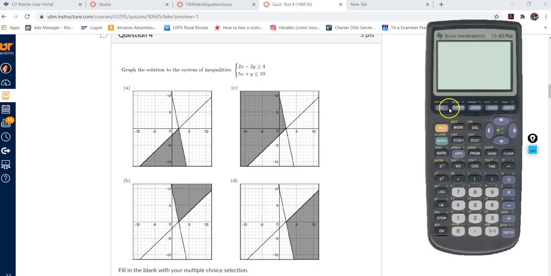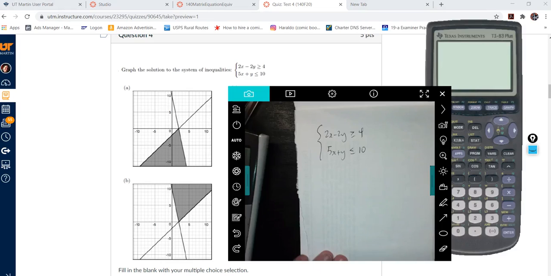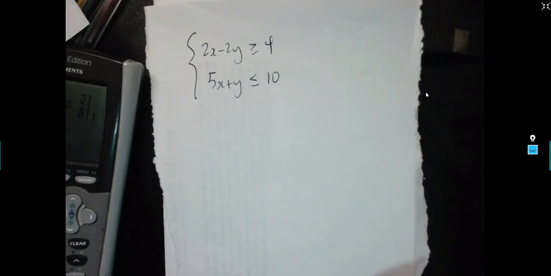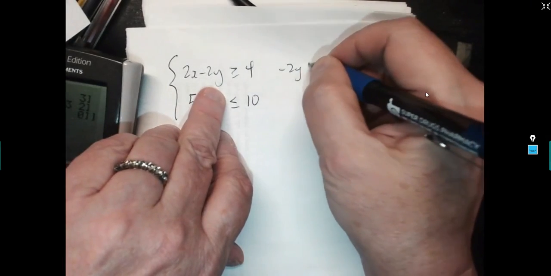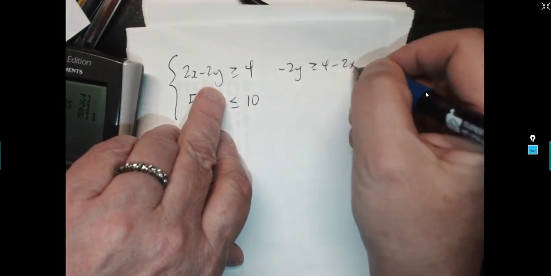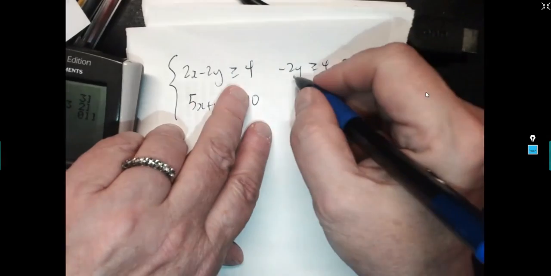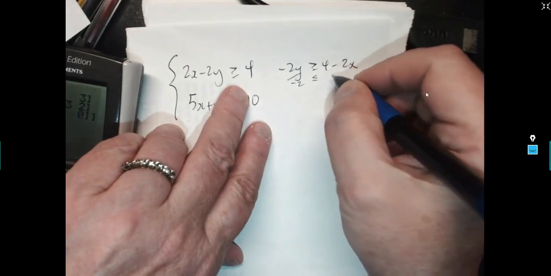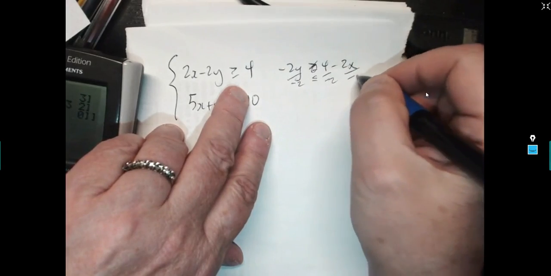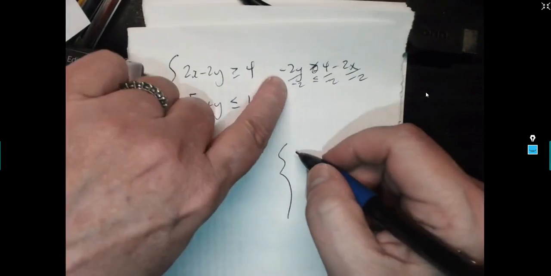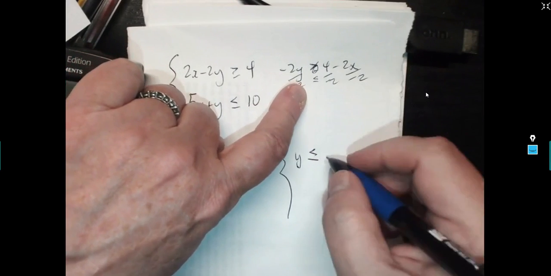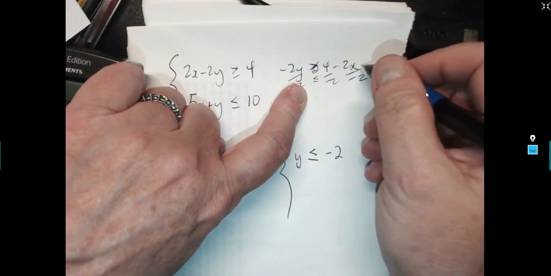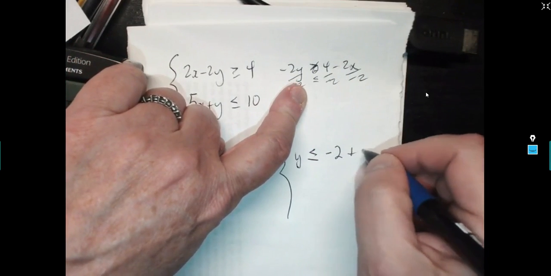So to do that, all right, if I subtract 2x from both sides, it does not change the direction of the arrow. If I divide everything by negative 2, it does change the direction of the arrow. So I'm going to have y is less than or equal to, 4 divided by negative 2 is negative 2, and the negative 2's cancel here, and I'll have plus x.